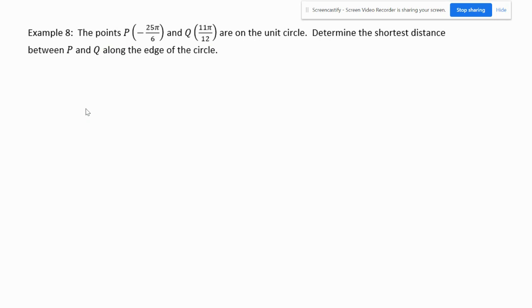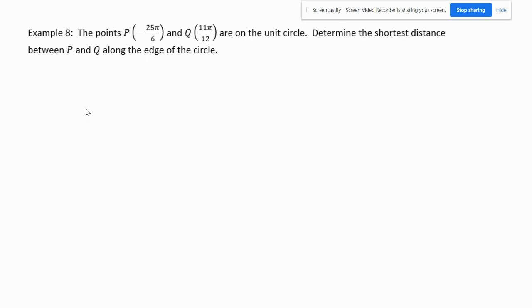Okay, the points P of negative 25 pi over 6 and Q of 11 pi over 12 are on the unit circle. Determine the shortest distance between P and Q along the edge of the circle. This was a diploma question from a while ago. I think it was in one of our review booklets. So this is a good question to put in our notes.